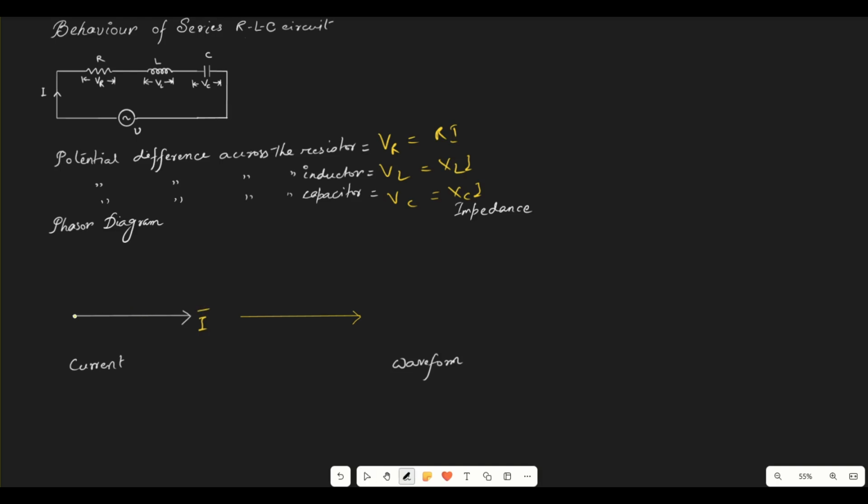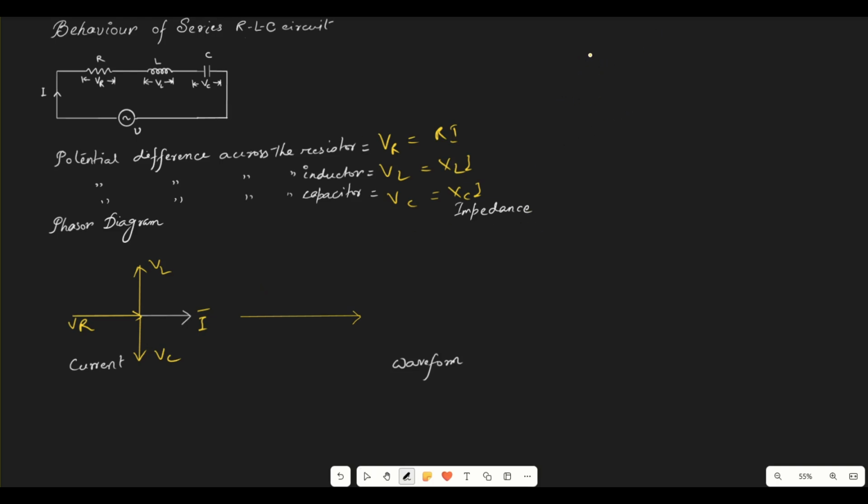Now whenever we are going to draw the phasor diagram, then we already have the common component I, and here we have the resistance component, which is VR, and we have inductor component VL, and we have the capacitive component VC.